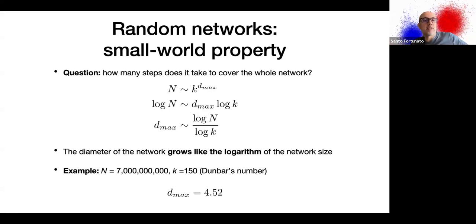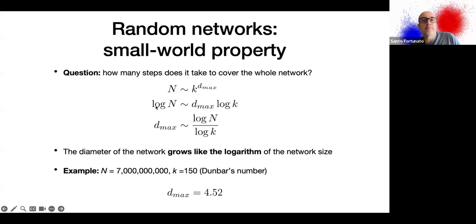So I don't have any more. I reach basically the boundaries of my graph. So that's, of course, again approximately the case in which this d max is such that k to the power of d max is approximately equal to the number of nodes of the network. Because this is all the nodes that I can discover. I cannot discover more than that.